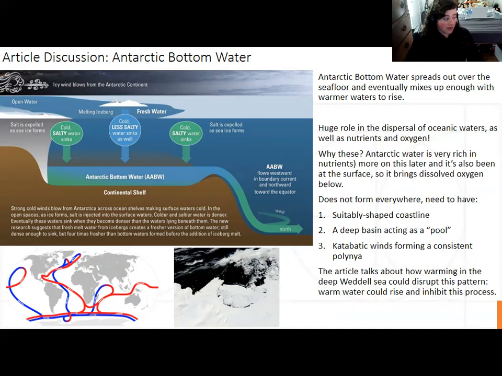It's warmer and less dense, so it has the potential to rise and disrupt the formation process. And in general, Antarctic bottom water forms under rather delicate circumstances. You must have a coastline that's shaped correctly for sea ice to be pushed away at the right rate. You need to have a deep basin nearby in which the Antarctic bottom water can sink. And you also have to have a consistent supply of katabatic winds forming polynyas.